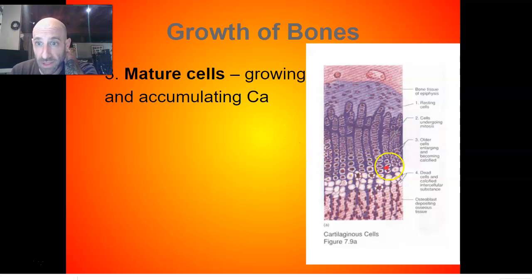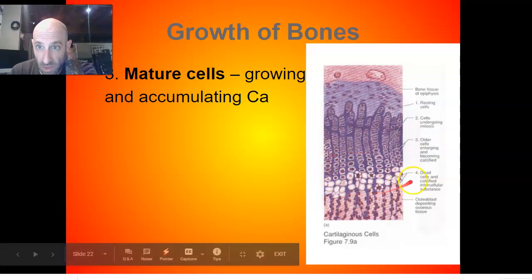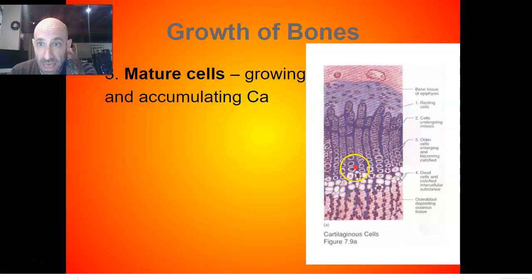Okay, so let's take a look down here at this zone. If you look in this area right here, hopefully you'll see that these cells are starting to get a little bit bigger. Up here they're packed in tight, but down here they get a little bit bigger, and they also are getting a little bit more spread out. You'll notice there's more matrix in between them. And this is called the zone of maturation.